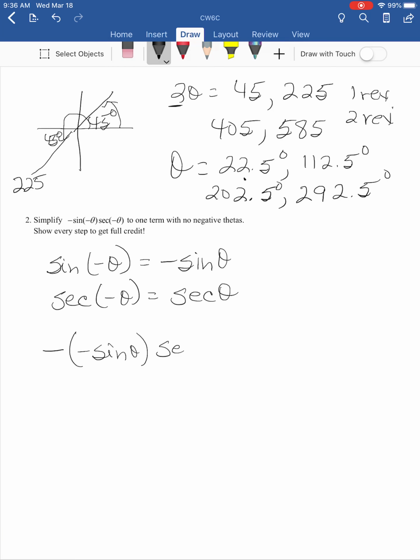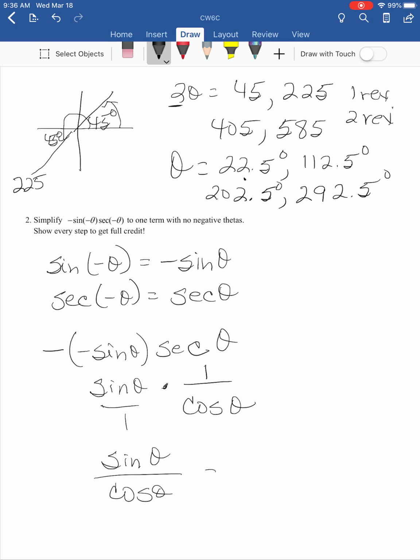Secant of negative theta is simply secant theta. Okay, a negative times a negative is a positive. And we only want one term. So I need to change secant to 1 over cosine. And then when I multiply these, I'm going to get sine theta over cosine theta. And sine over cosine is equal to tangent. Okay, that completes this exercise, and I hope that gives you a little more background.